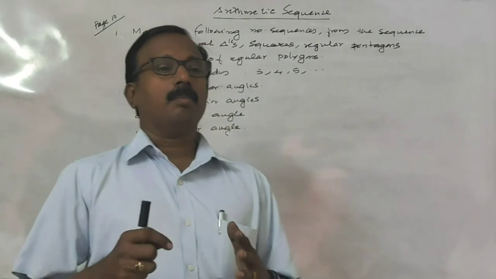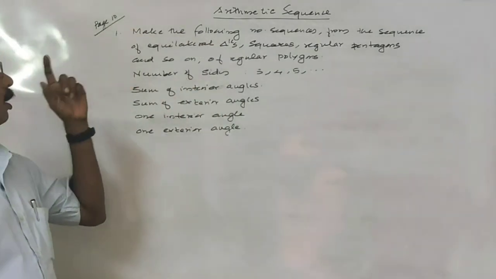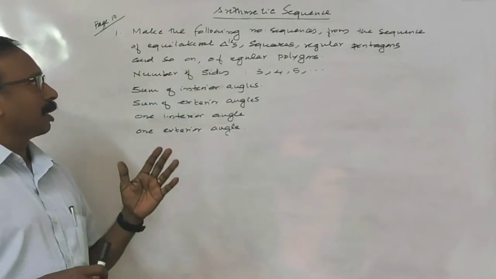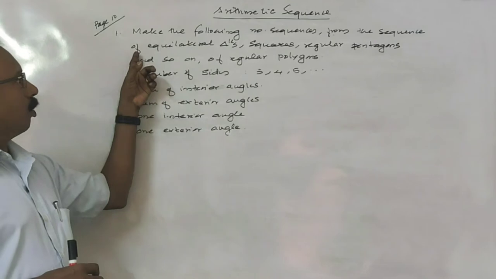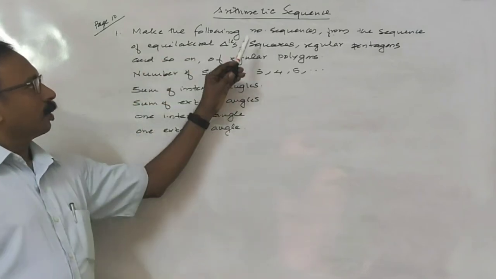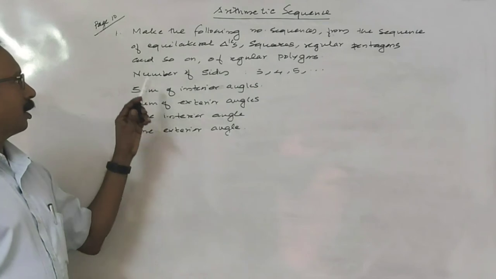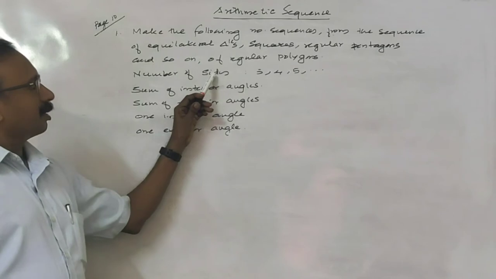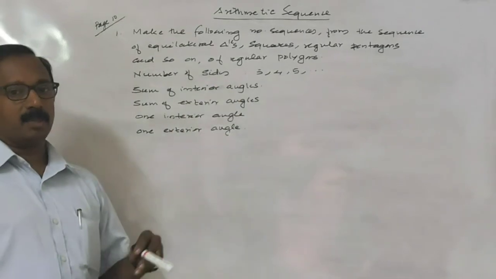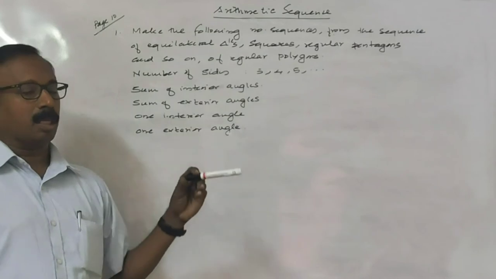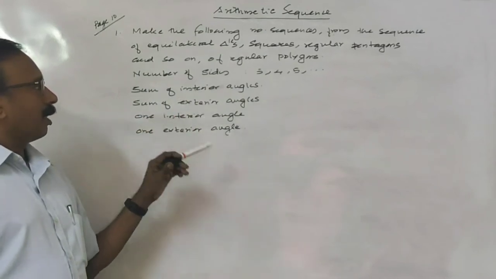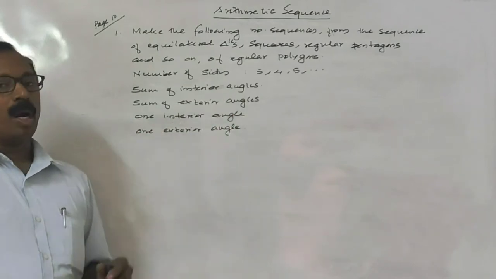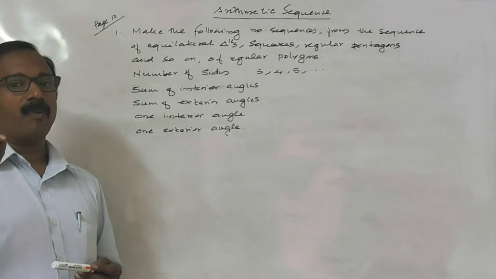Today, based on that, textbook page number 10, first question: make the following number sequences from the sequence of equilateral triangles, squares, regular pentagons and so on of regular polygons. Number of sides 3, 4, 5, that is a sequence. So the sequence of number of sides, the sum of interior angles, the sum of exterior angles, and one interior angle, each as a sequence.